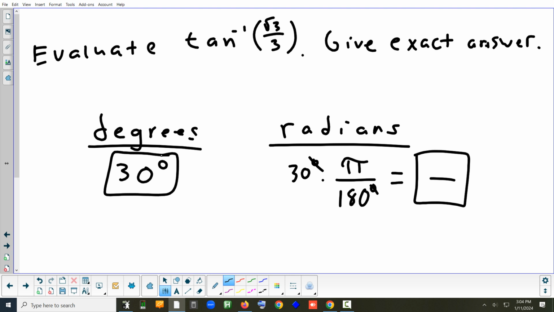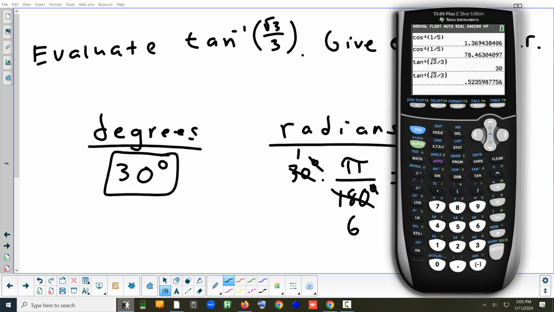3 over 6? 1 over 6? Yes. 30 goes into itself one time, and 30 goes into 180 six times. So you get pi over 6. Now, if you want to check it, we got 0.52 when we typed it in. If you do pi over 6, you get 0.52. So we know that's the exact answer.